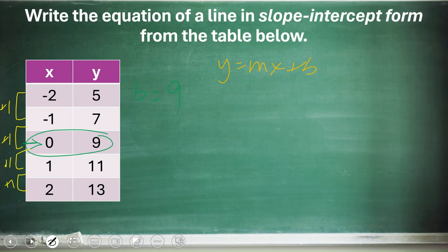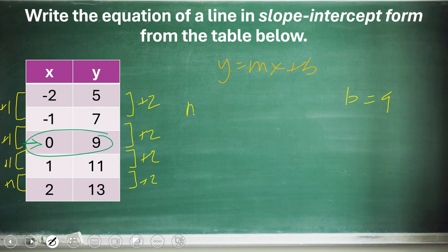And now, oh no, I'm going to run out of room. Let me just move this guy. Over here, we'll see b is 9. We'll move that there. Okay, so I'm going from 5 to 7. That's an increase of +2. 7 to 9 is an increase of +2. 9 to 11 is an increase of +2 and +2. So I know that my change in x is 1, my change in y is 2.